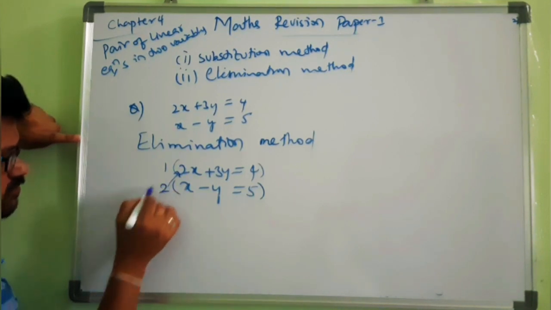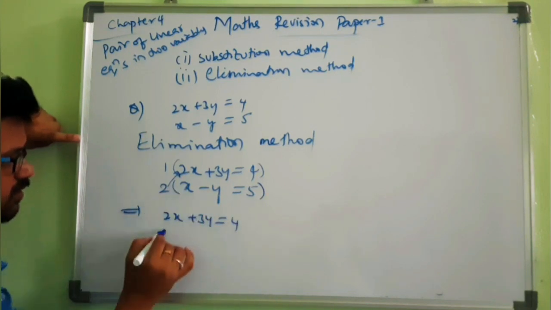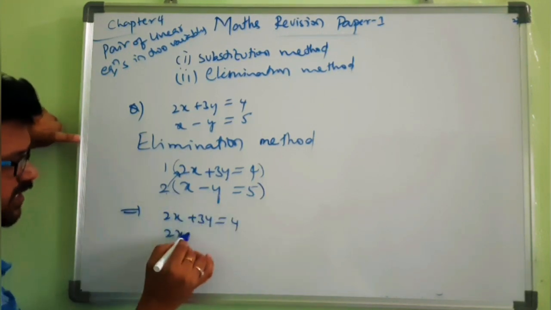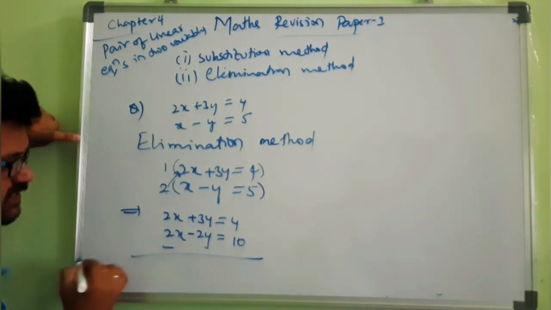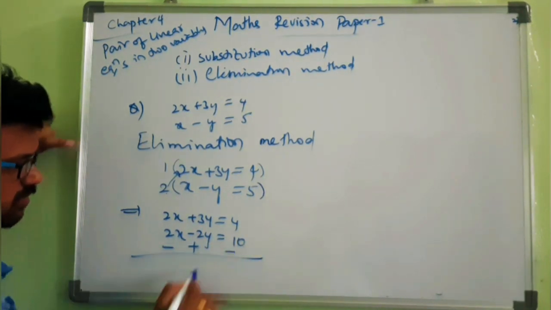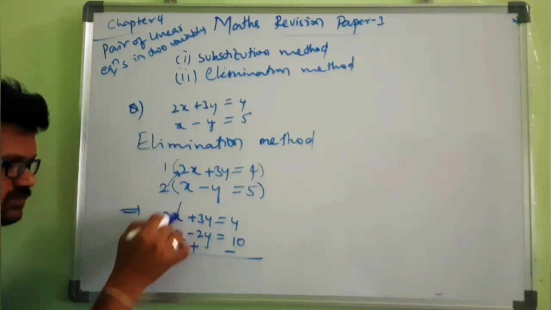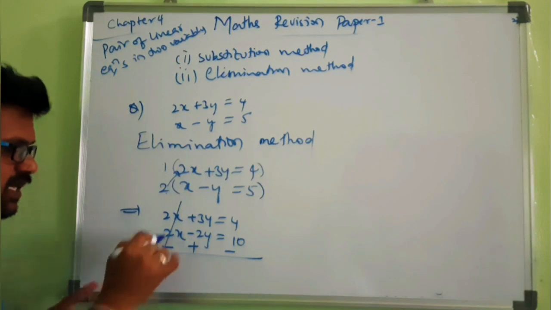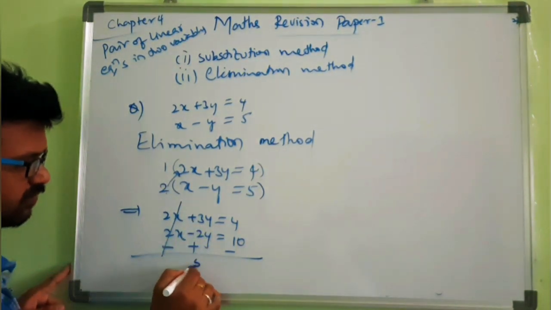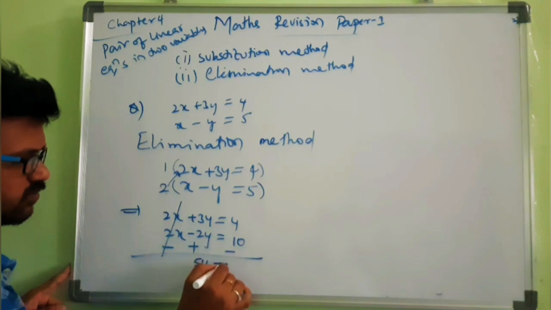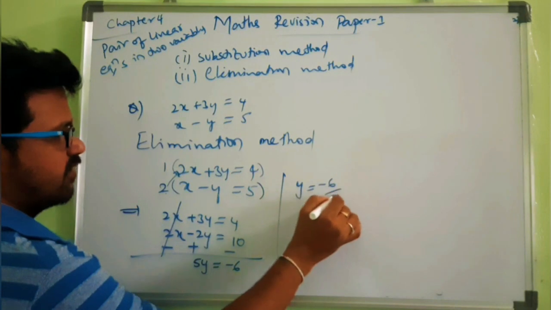So we get 2x plus 3y is equal to 4. Second one, 2x, 2 into minus y is minus 2y, equal to 10. Change the signs: minus, plus, minus. Why am I changing the signs? If you change the sign, then only 2x minus 2x we can cancel. We can eliminate; here we are eliminating x. So 3y plus 2y is 5y, and 4 minus 10 is minus 6. So y is equal to minus 6 by 5.